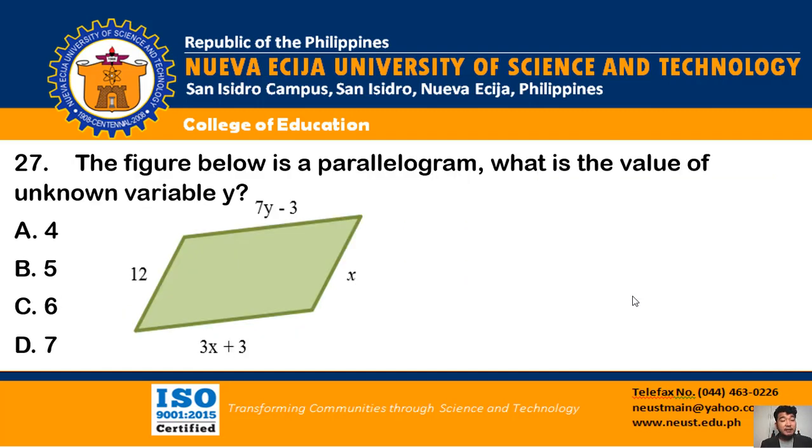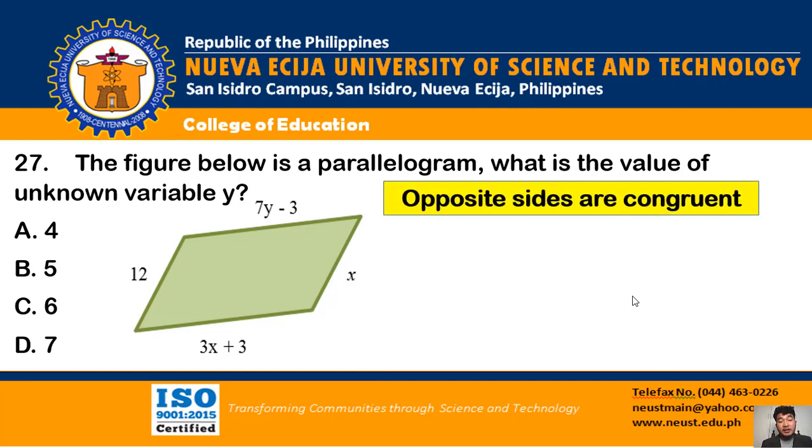Next, number 27. The figure below is a parallelogram. What is the value of the unknown variable y? Take note that in a parallelogram, opposite sides are congruent, meaning this side and this side are congruent. This side and this side are congruent as well. So from here, we can say that x is already equal to 12 because they are equal. X is equal to 12. So we already have the exact value of x.